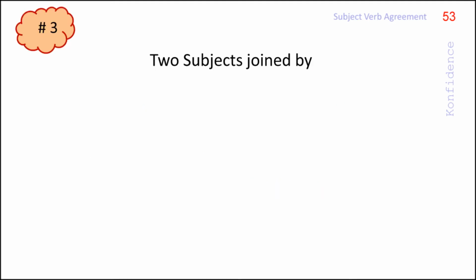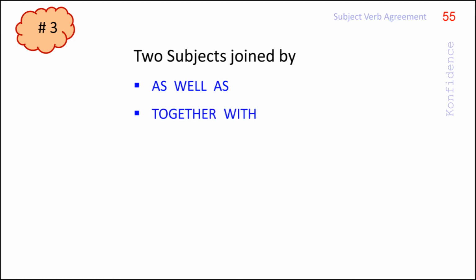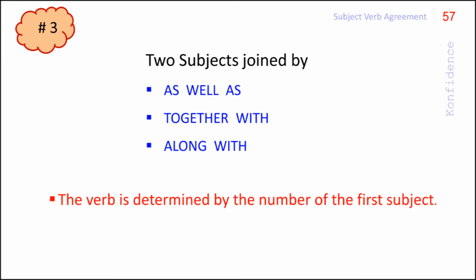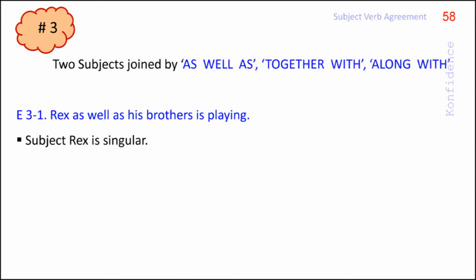If two or more subjects are joined by connections like as well as, together with, or along with, the verb is determined by the number of the first subject. In other words, the verb will connect with the first subject only. The first subject is Rex. It is singular. So singular verb is used.